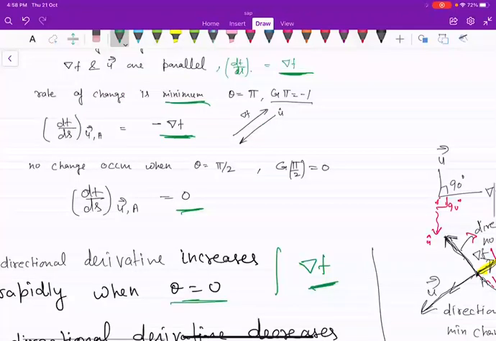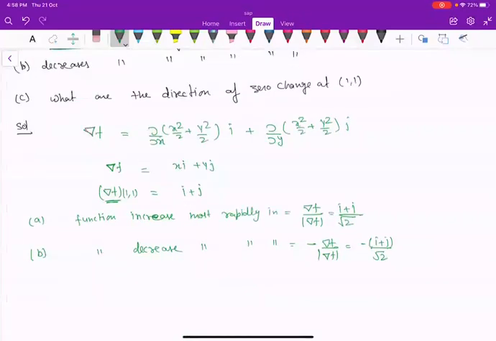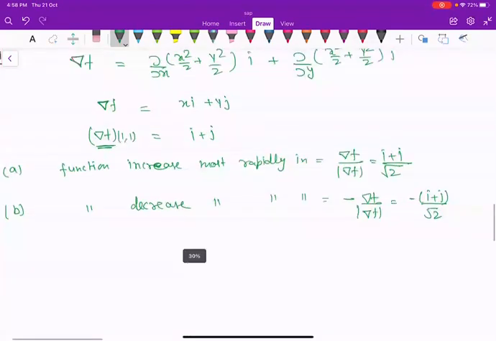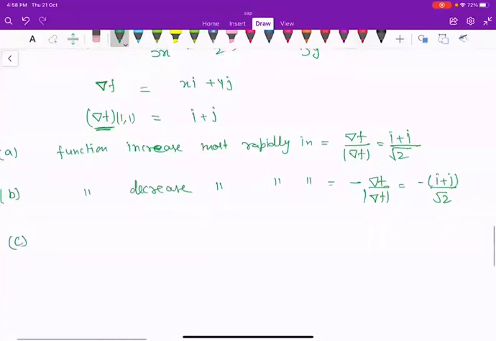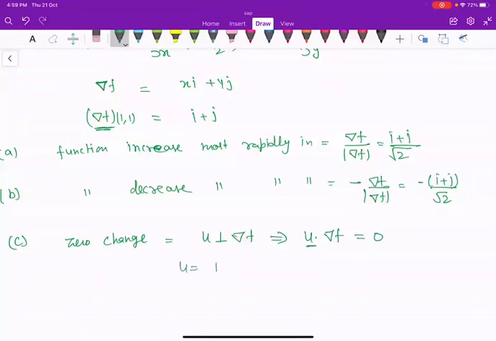So now let us talk about part C. What are the directions of zero change at (1, 1)? Zero change occurs whenever u is perpendicular to del f. This implies u dot product with del f equals 0. Here u is some unit vector, not given, but we are taking no change occurring in the direction of u.